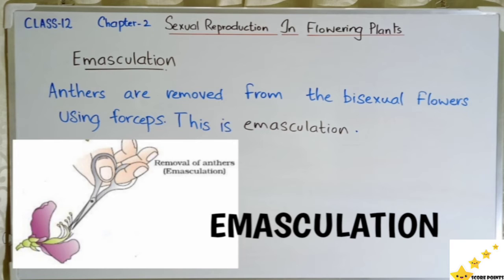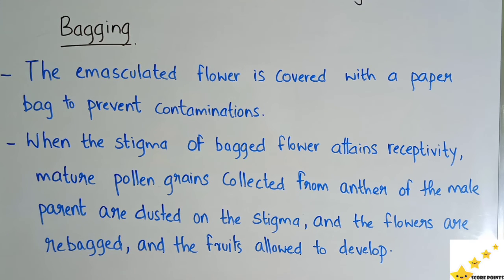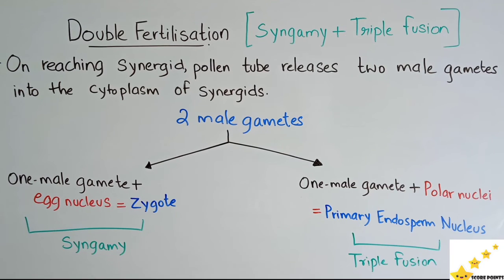The two important steps in artificial hybridization are emasculation and bagging. Emasculation is the removal of anthers from the bisexual flowers using forceps. When the stigma of the bagged flower attains receptivity, mature pollen grains collected from anthers of the male parent are dusted on the stigma, and the flowers are rebagged and the fruits are allowed to develop.